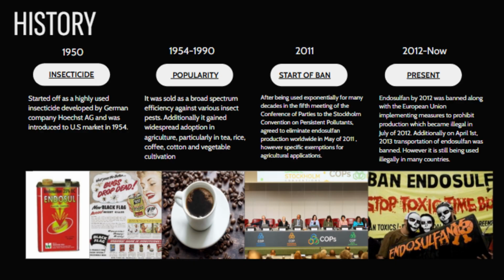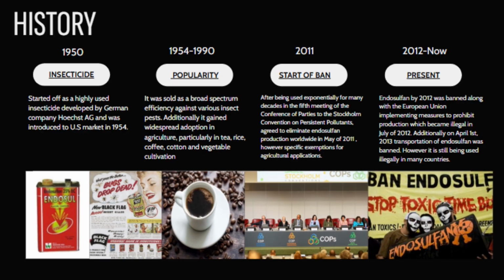Now, fast forward to 2011, this was the start of the ban, and people started realizing that it was something that was affecting the environment negatively. So, a lot of people met up in the 5th meeting of the Conference of Parties at the Stockholm Convention to officially ban it worldwide in May of 2011. However, specific exemptions for agriculture applications were allowed.